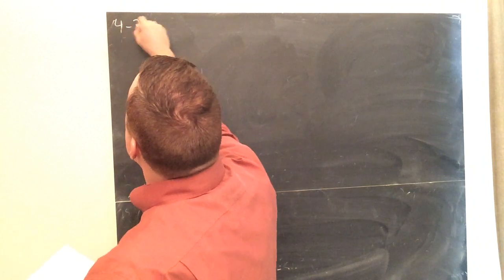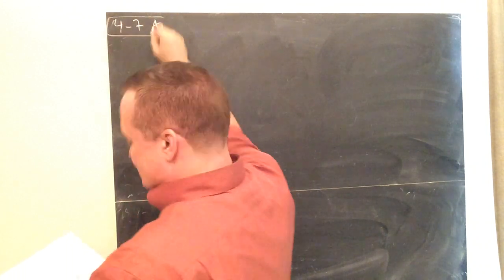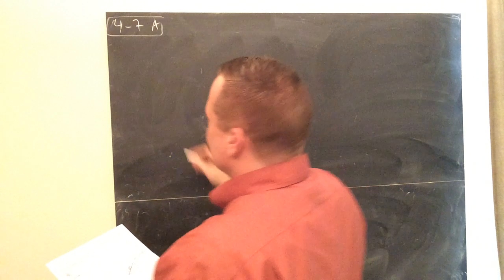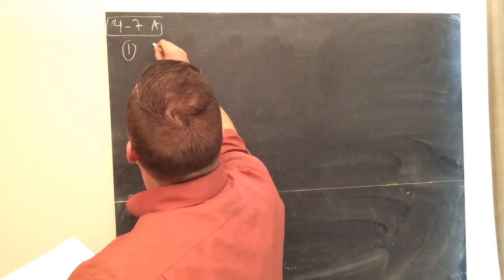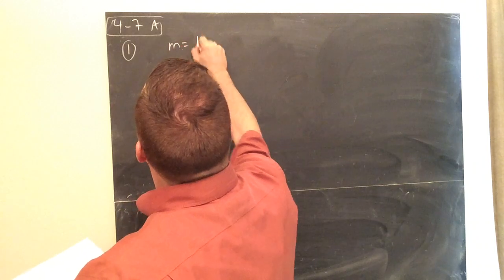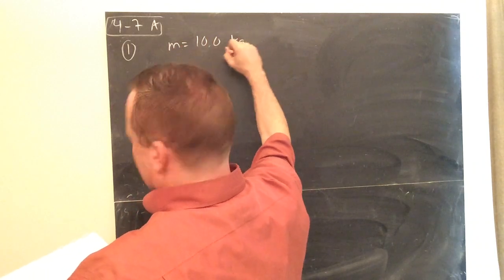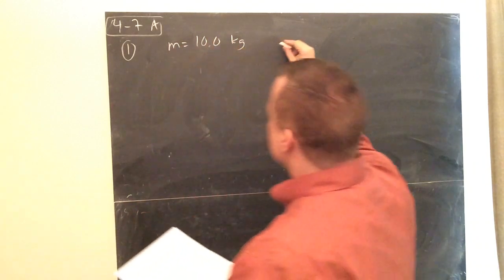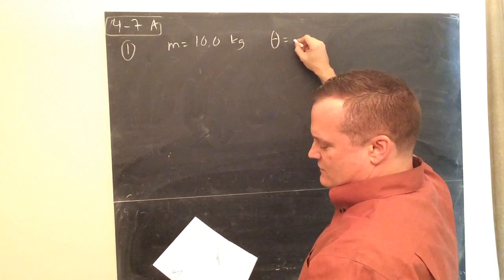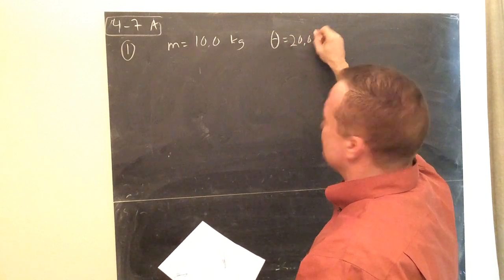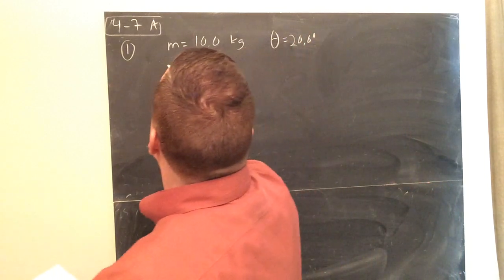Okay, so let me just write this out. I'll call it 4.7a. It's an introductory lesson, and it says, number 1, the mass of the box equals 10 kilograms. I'm going to teach you some terminology also by doing this question. The angle is 20 degrees, and then it looks like this.